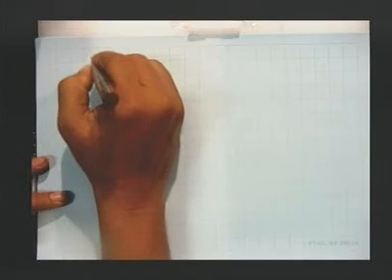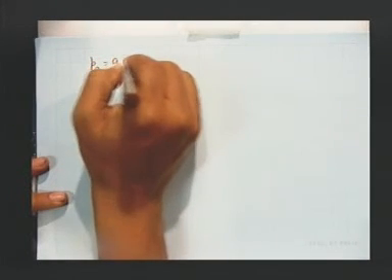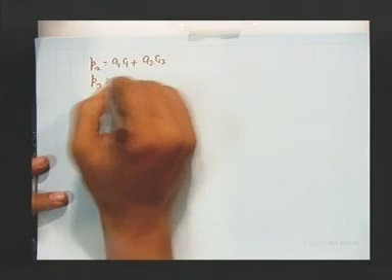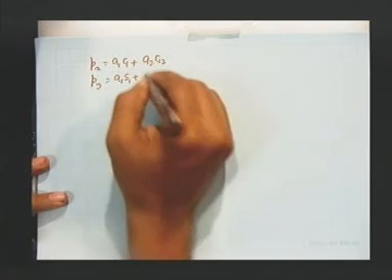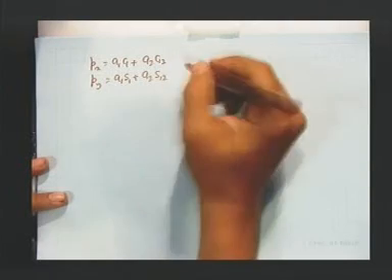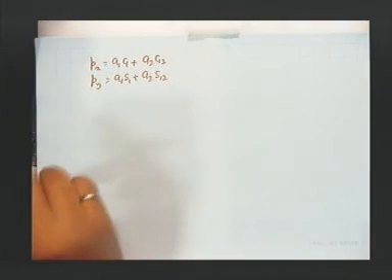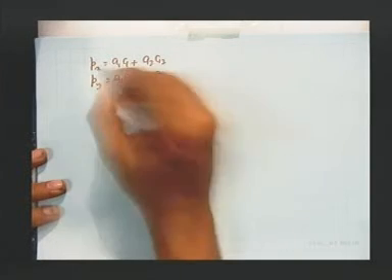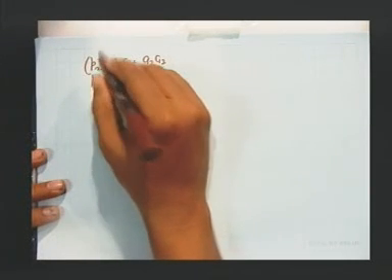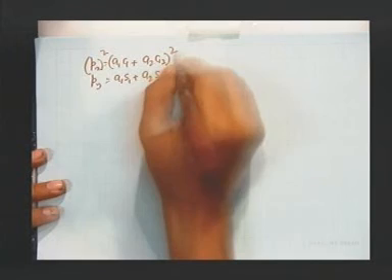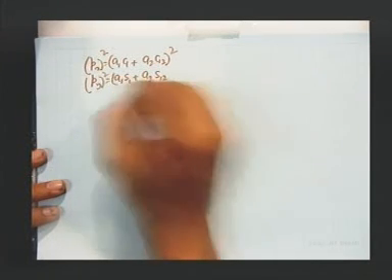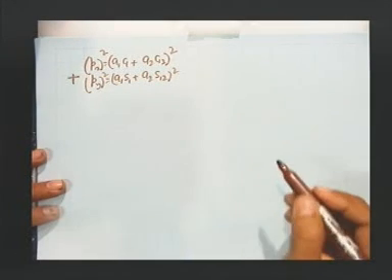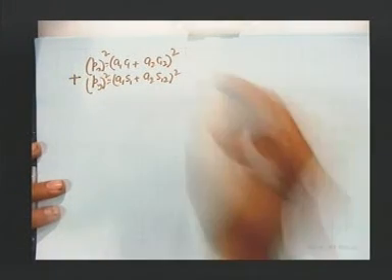I rewrite p x is a 1 cos theta 1 plus a 2 cos theta 1 2, p y is a 1 sin theta 1 plus a 2 sin theta 1 2. Okay, so, now I have to extract theta 1 theta 2 from here. How do I do it? Let us square it, then add it. What do we get?